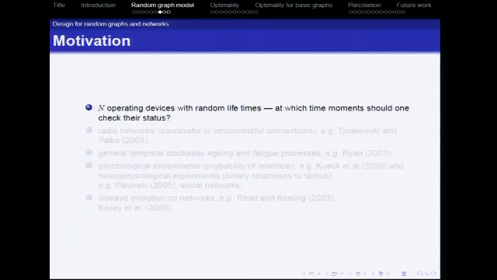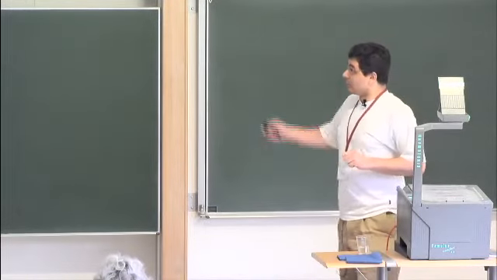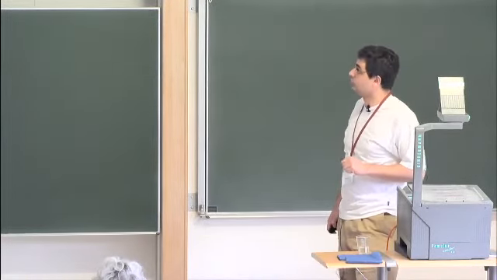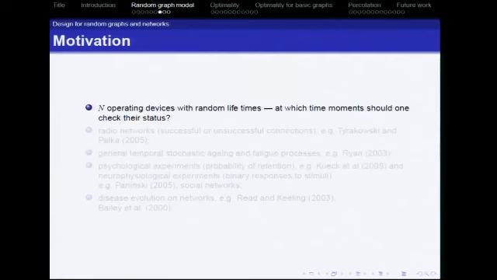Basically, any phenomena that lead you to such graphs where links appear randomly. But look at this: n operating devices with random lifetimes. At which time moments should one check their status? Well, you might be thinking now, what does it have to do with graphs at all? This is a temporal problem. I'll show you in just a minute that yes, it is a temporal optimization problem, but I can consider a star graph there. The point is this: we can reduce quite a lot to graphs, to these discrete structures with different topologies.